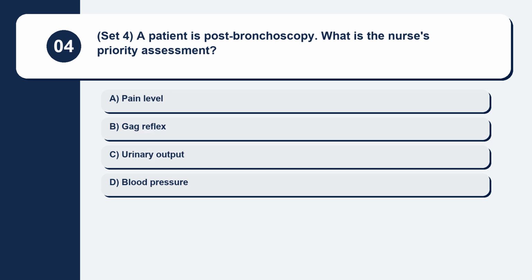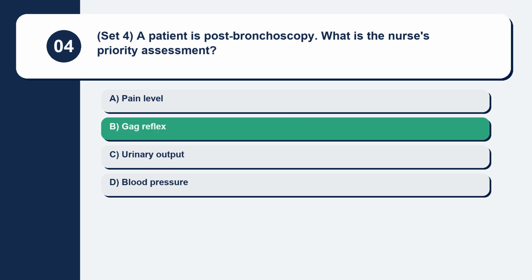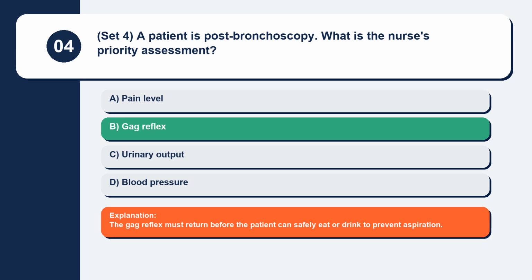Question 4. Set 4. A patient is post-bronchoscopy. What is the nurse's priority assessment? Pain level, gag reflex, urinary output, blood pressure. The gag reflex must return before the patient can safely eat or drink to prevent aspiration.